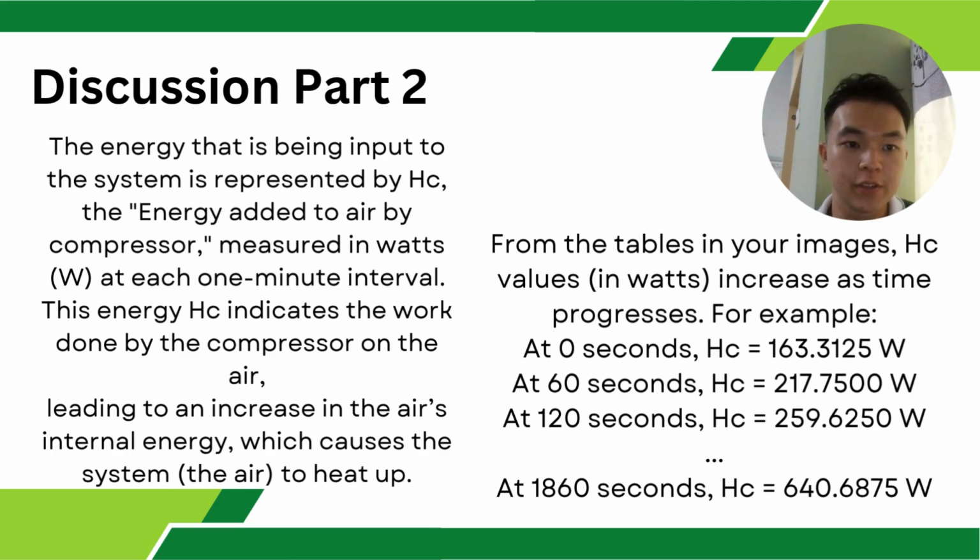From the results, as we can see, the energy that is being input to the system is represented by Hc, which is the energy added to air by compressor, as I mentioned, measured in watts at each 1 minute interval. This energy Hc indicates the work done by the compressor on the air, leading to an increase in the air's internal energy, which caused the system, the air, to heat up. From the table, the Hc value in watts is increased as time progresses.